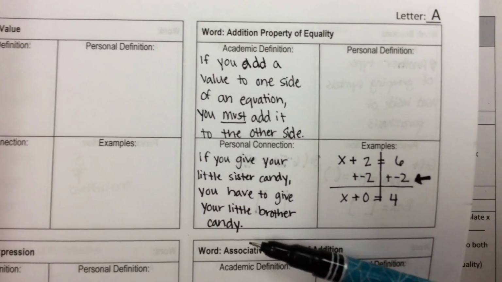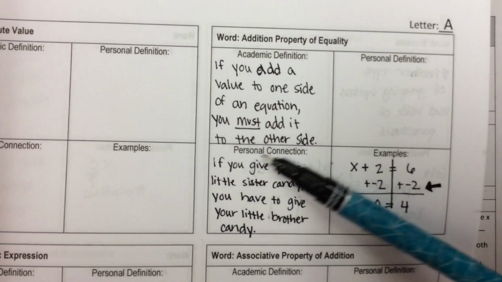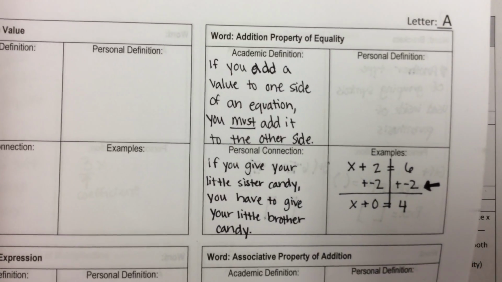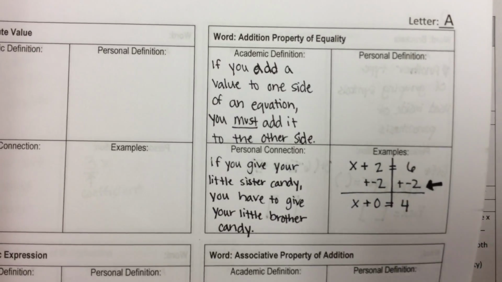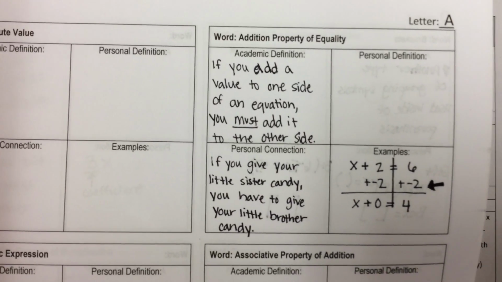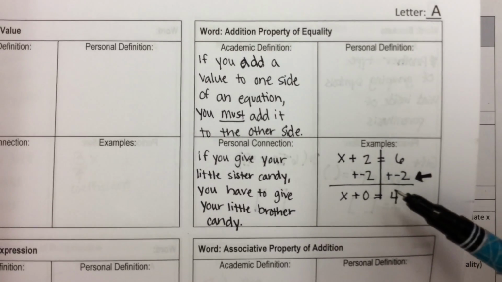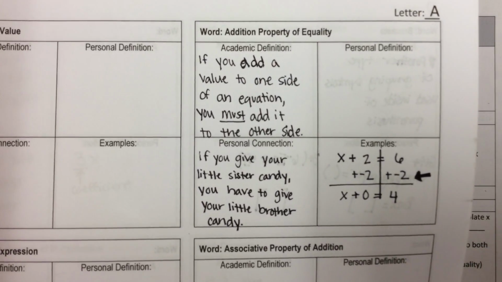So for example, if you have little siblings, this happens all the time. If you have a little brother or sister, or if you babysit. If you give your little sister candy, you have to give your little brother candy. So if you give it to one side, you have to do it to the other side.